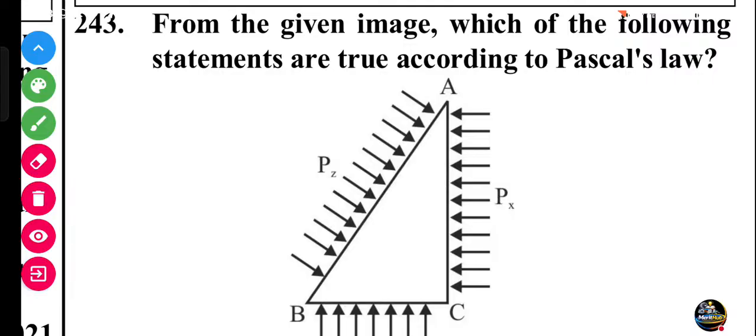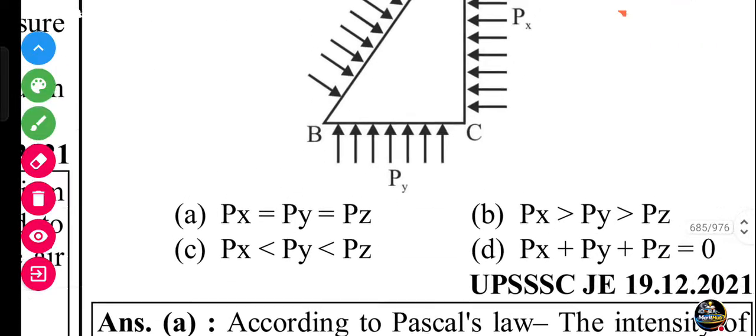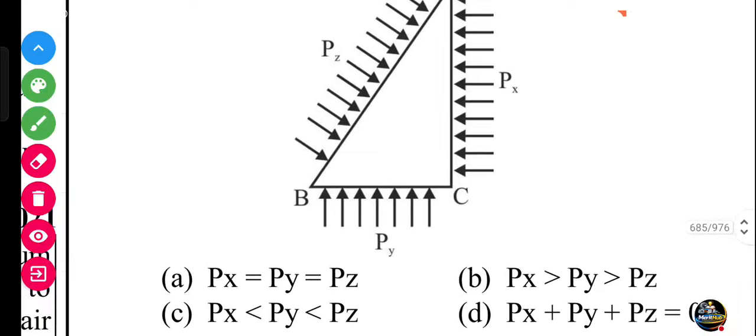From this given image, which of the following statements is true according to Pascal's law? Pascal's law: pressure is the same in all directions. So Px equal to Py equal to Pz.